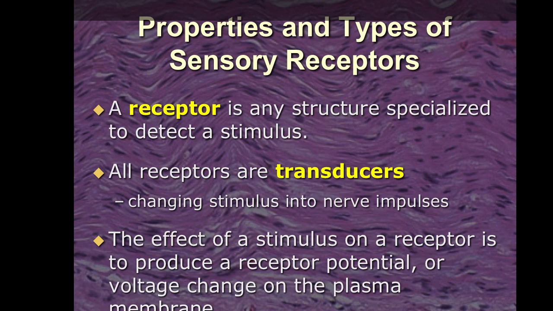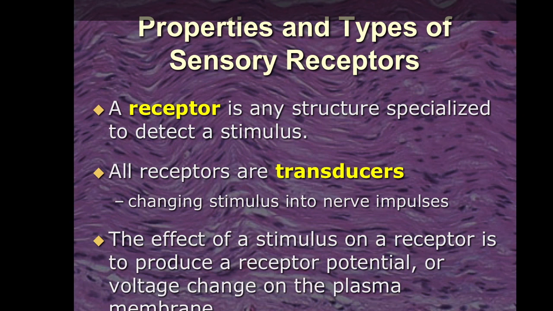Okay, so we need something to pick up the stimulus. Something to pick up and say, what's going on around me? Those things that pick up a stimulus are called a receptor. And there's many different types of receptors. We're going to talk about a couple of them today, but we'll talk about more when we get to your special senses after this test. We'll start on them on Friday.